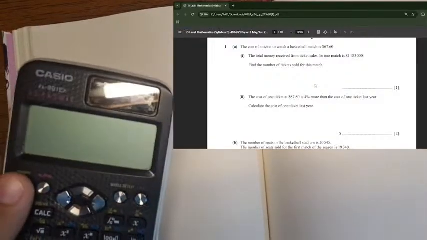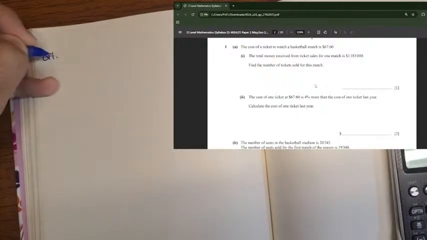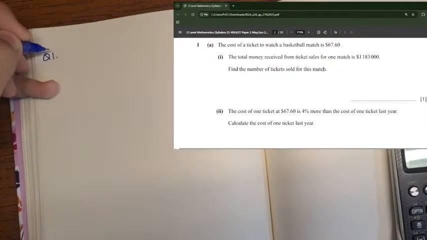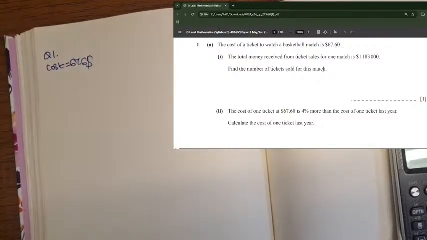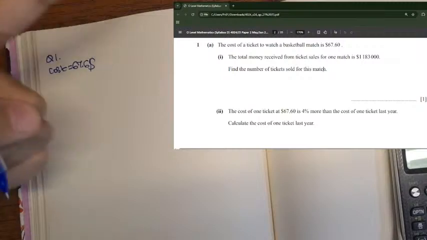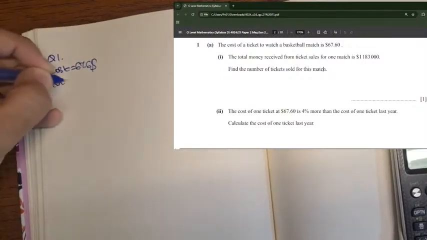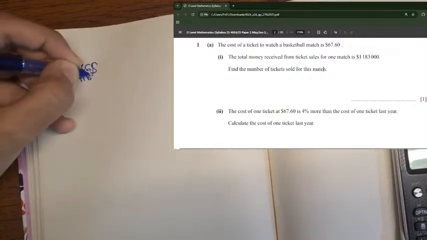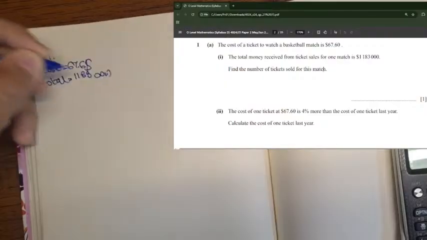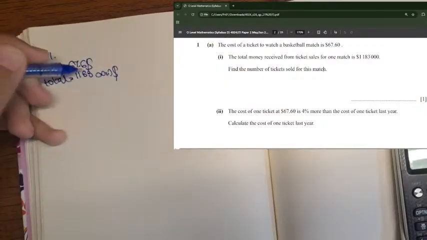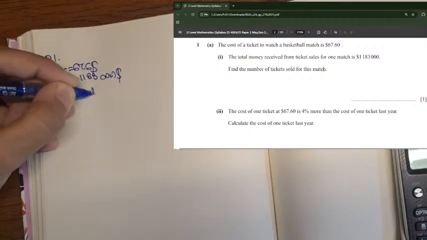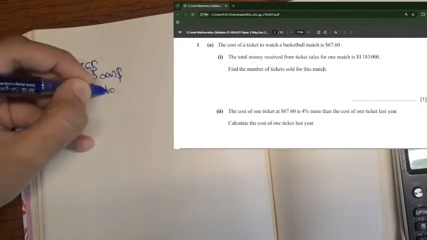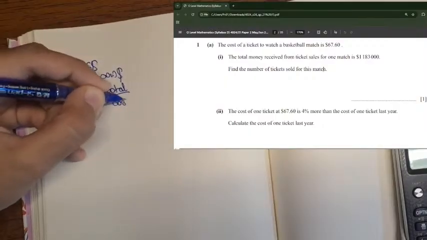Here we go. The first question, as you can see on the screen, is that the cost of a ticket to watch a basketball match is $67.60. The total money received from ticket sales for one match is $1,183,000. So if this is the total cost, they're asking us to find the number of tickets sold. Well, the number of tickets sold will obviously be the total cost divided by the cost of one ticket, so that we can find out the total number of tickets sold.